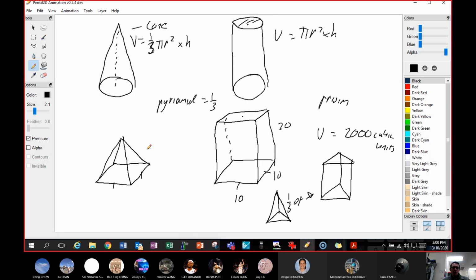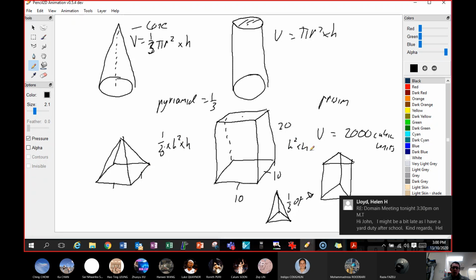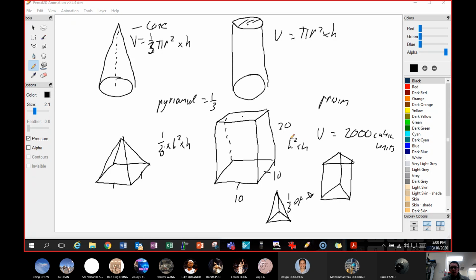So this would be 1/3 times 10 by 10 by 20. So it'd be 1/3 times base squared, because it's a square base, times the height. Where the prism would just be base squared times height. That's how we get the volume. So volume is coming from a cross section. If the cross section goes all the way through it, we call it a prism, or whatever the cross section is. And then a pyramid is a third of its prism.